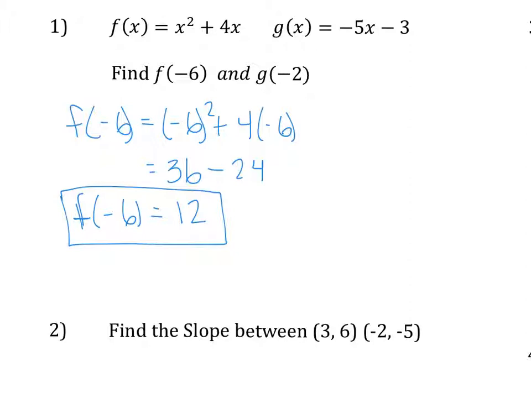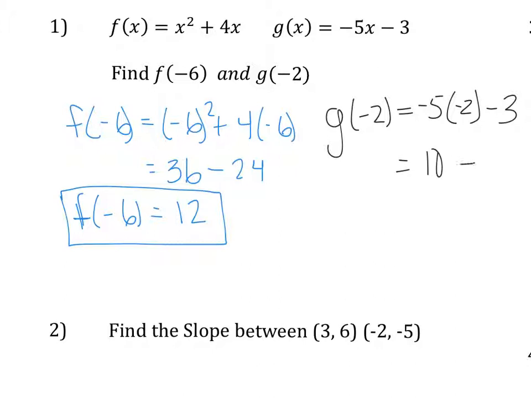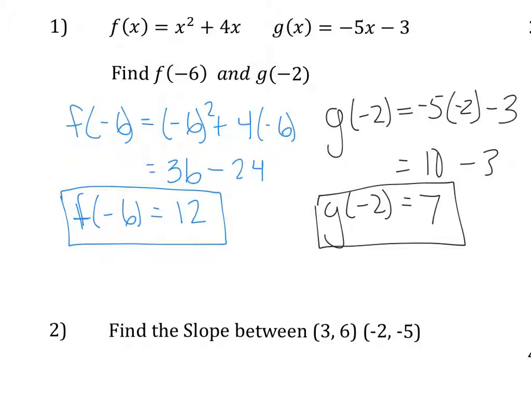Now g of negative 2. So g of negative 2 equals negative 5 times negative 2, because I'm plugging in negative 2 in for x, minus 3. Now, negative 5 times negative 2 is positive 10, minus 3. So g of negative 2 equals 10 minus 3, which is 7. And that's how you do function notation. That's the first outcome, outcome number 17, that's on the quiz.